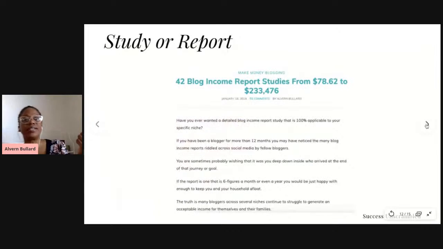And the example I gave earlier this week was a blog post I wrote about blog income reports. I did an extensive study. I took a look at 42 different blogs and the money that they were generating, how much money they made, what they did to generate that income, etc., etc.